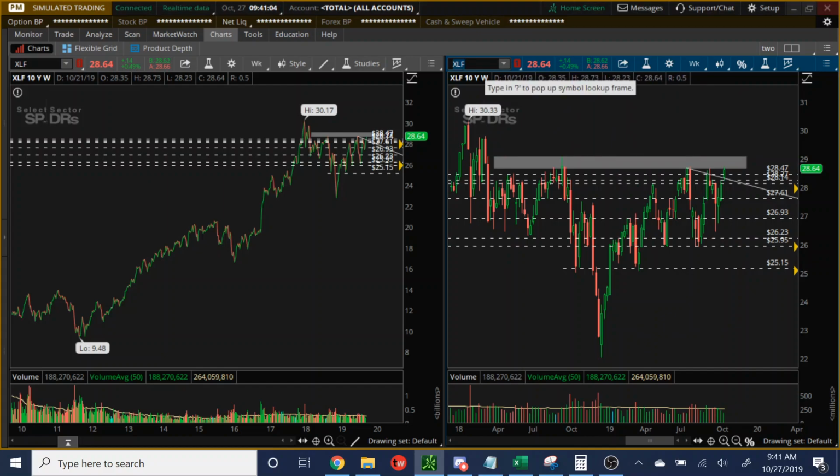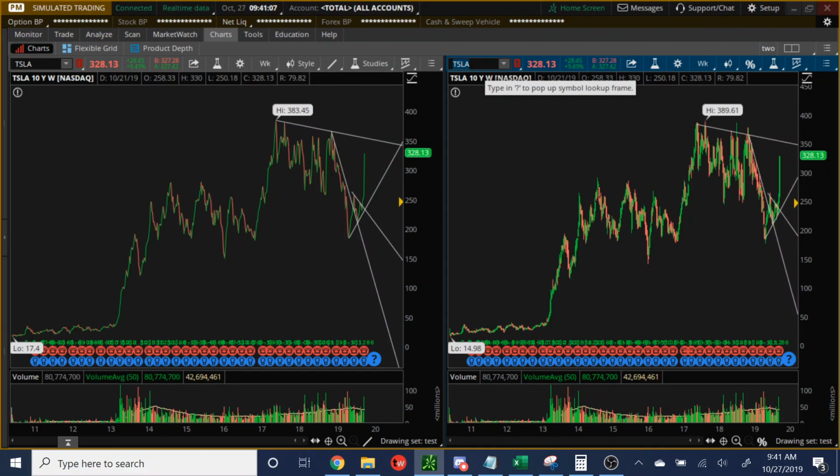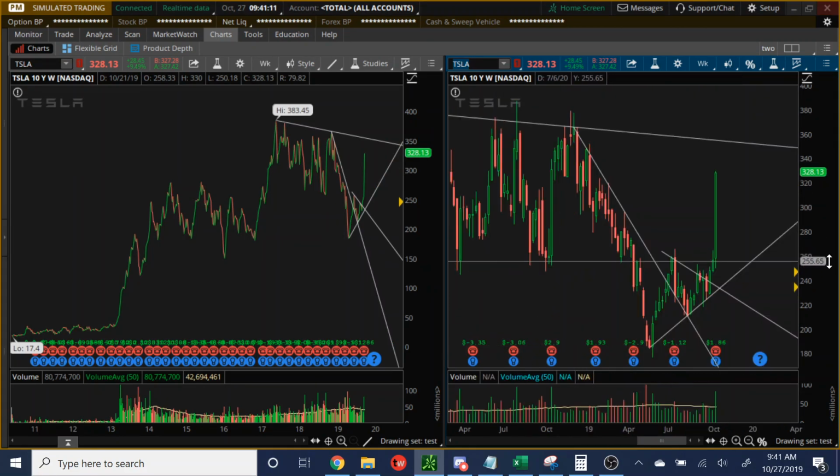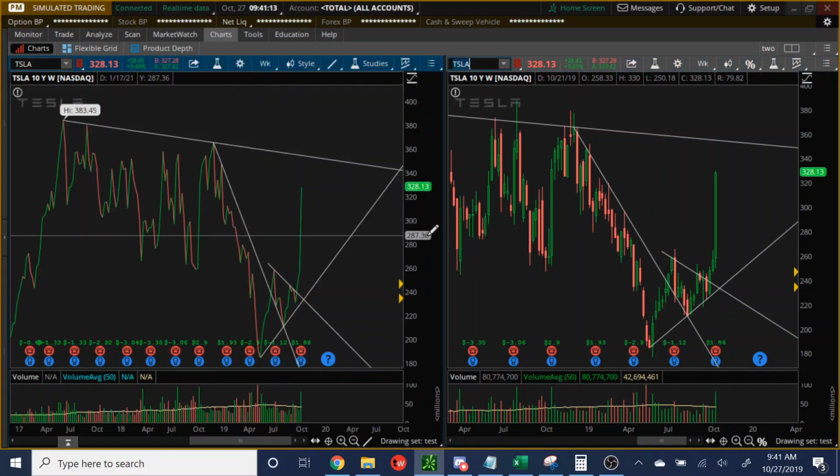And lastly, I just want to show you this Tesla chart, right? I've gone over this in my analysis video. I just want to show you just with trend lines on here though. These are weekly trend lines, they're all weekly.